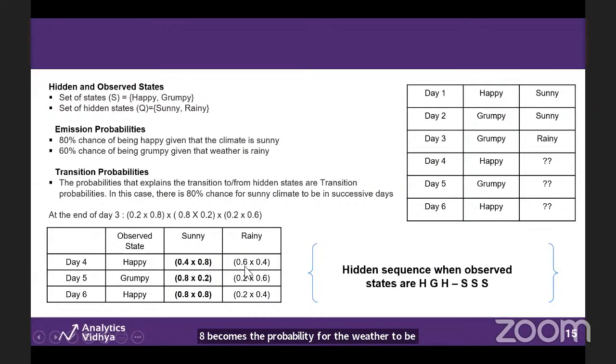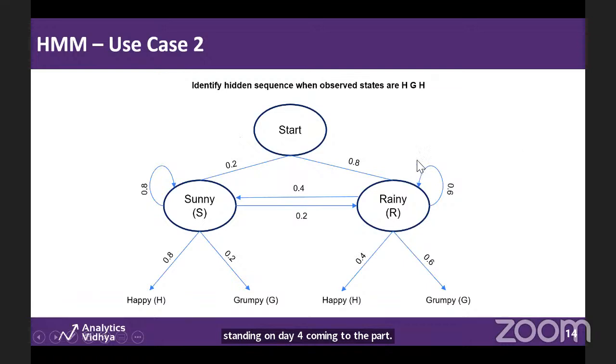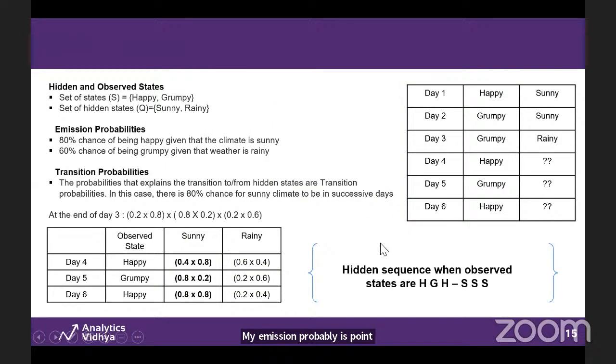Coming to the rainy part, from rainy to rainy, my transition probability is 0.6, and from rainy to happy, my emission probability is 0.4. So 0.6 into 0.4 becomes my probability for day 4. And to arrive at the final end result, we will be taking the total probability from day 1 until day 4. But if you look at this value, by default, this is higher and the end output is sunny.